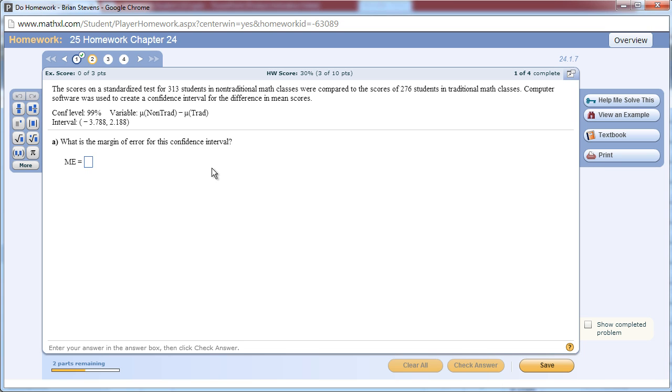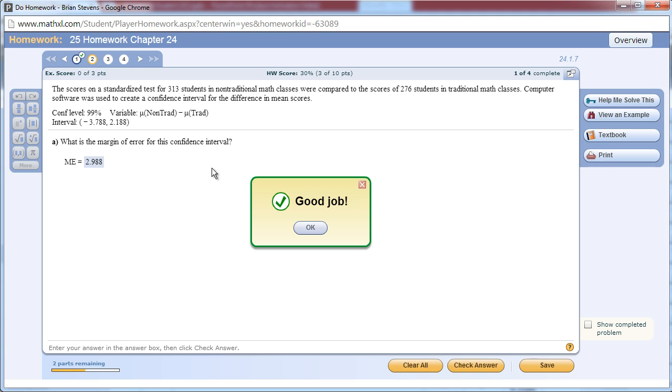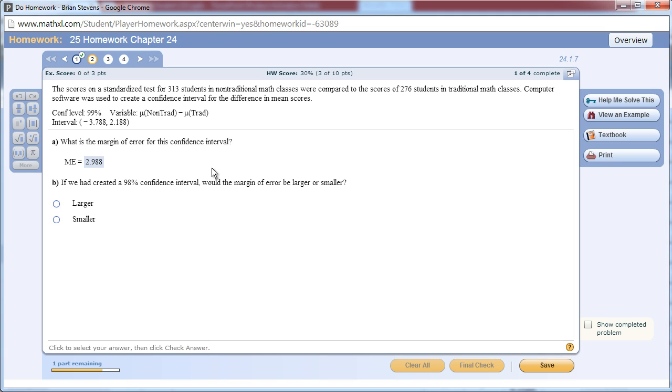So what I'm going to do is add together those two numbers, and then divide by 2, and that gives me the margin of error. And now to find the actual center of this interval, let's take the lower, which is negative 3.788, and add to it 2.988. The question doesn't ask this, but the center of the interval is now negative 0.8. So we could write this interval as negative 0.8 plus or minus 2.988. It's a good way of writing the interval, and we could have just written it out that way to start.